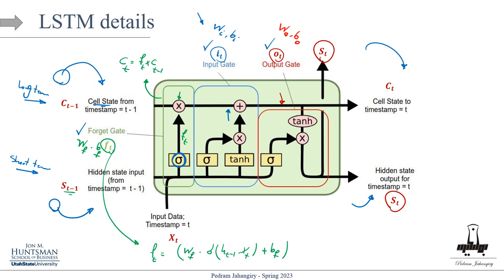So this is the first part. And now, here's the add part. We're going to add something from the input gate. Let's see what that something is.